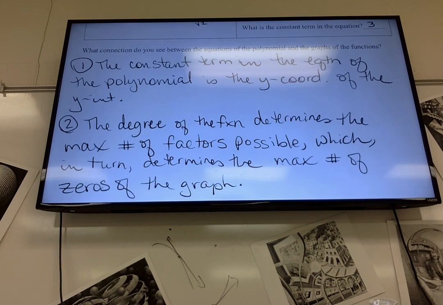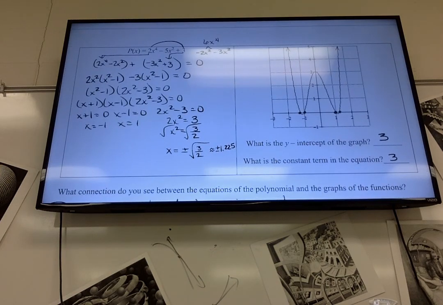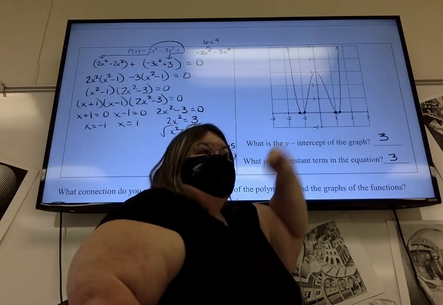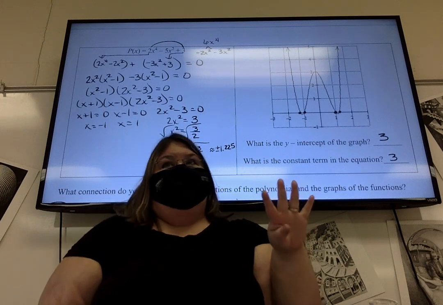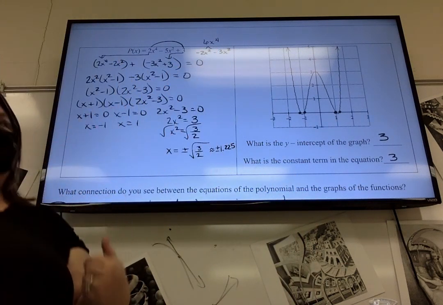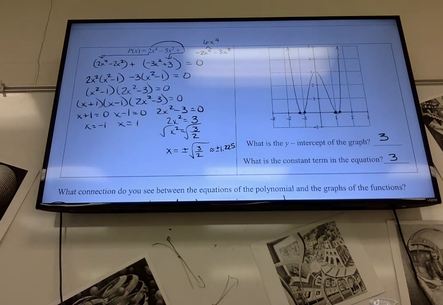All right. So, for example, what that means is, if you look back at the last problem we just did, the degree is 4. Because the highest exponent on P of X is 4. So that means at most we can have 4 zeros. That doesn't mean for sure you're always going to have 4. It just means you can't have more than 4. You could have less. Because some of those zeros could be complex zeros, imaginary numbers.